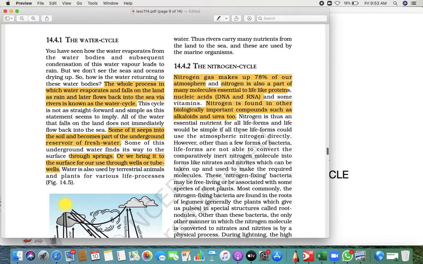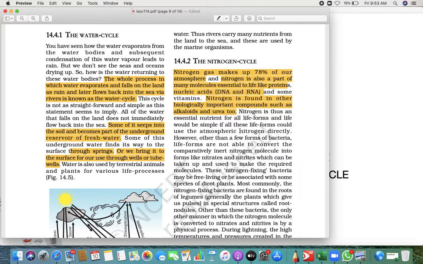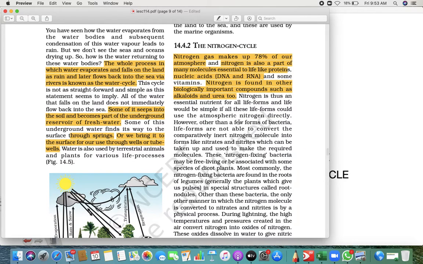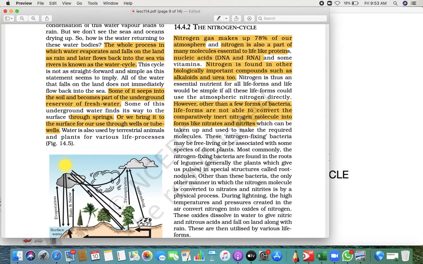Now how does the nitrogen come again? Nitrogen is essential, right? However, there are a few forms of bacteria that convert the inert nitrogen molecule into nitrates and nitrites. These we call nitrogen fixing bacteria. So who converts the nitrogen? Nitrogen fixing bacteria convert nitrogen into nitrates and nitrites.